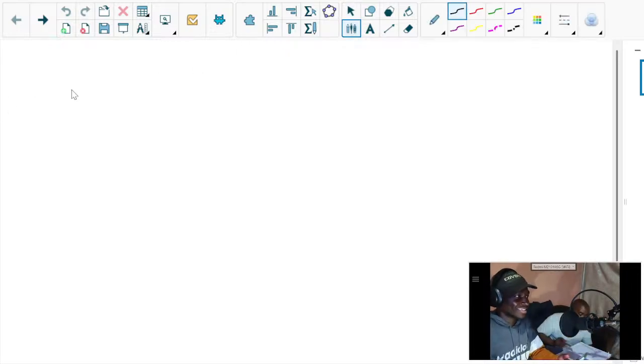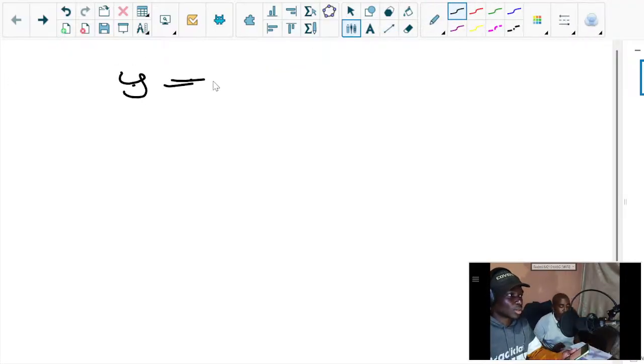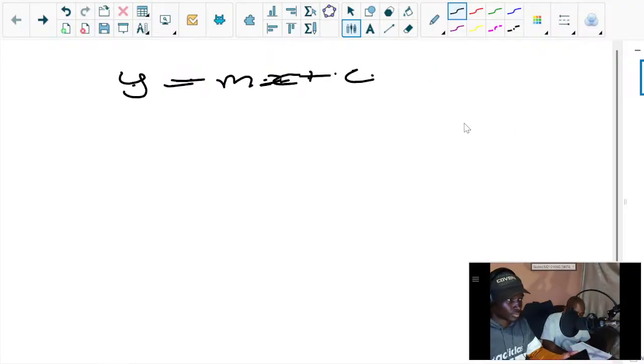Okay, now we need to define these functions. Let's start with the straight line. How do you see something as a straight line? Because this one is going to be very important. A straight line is defined by the following equation: y is equal to mx plus c. Now we can define what these variables represent.